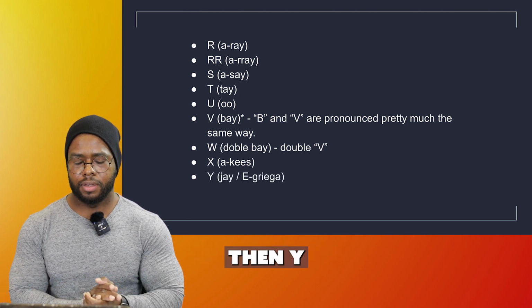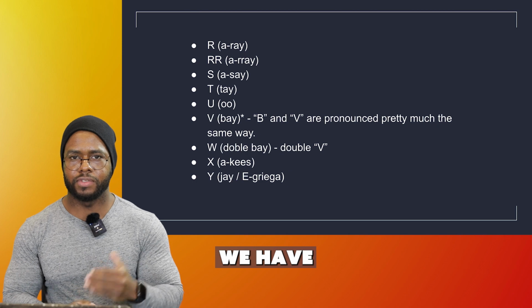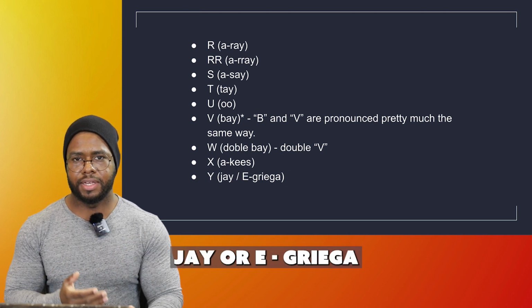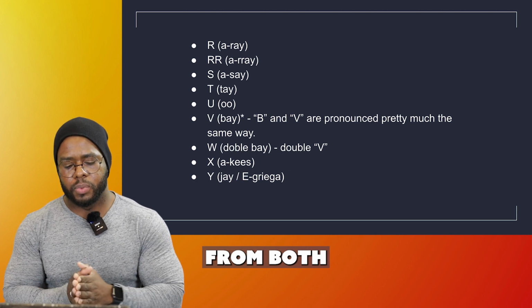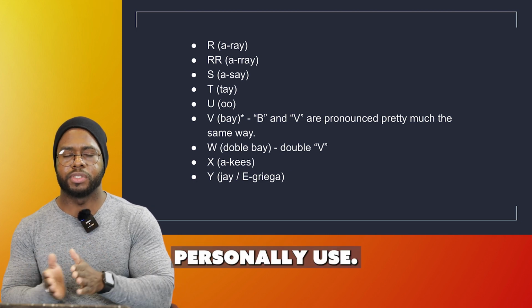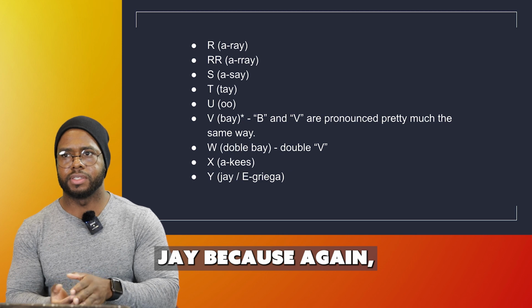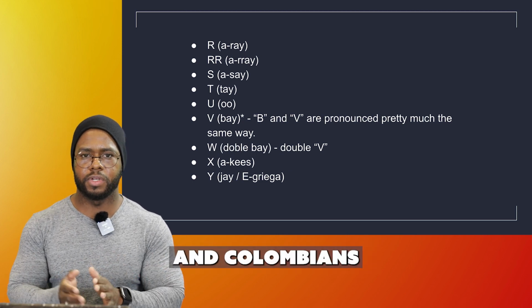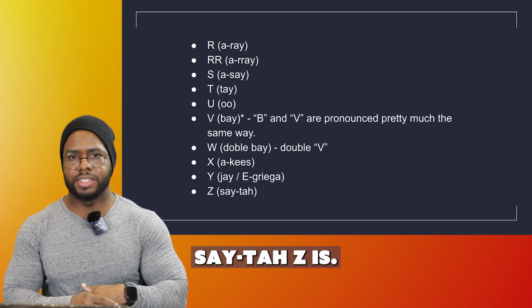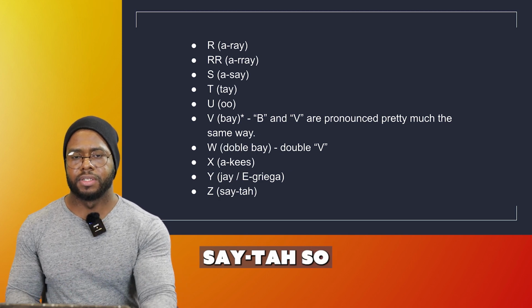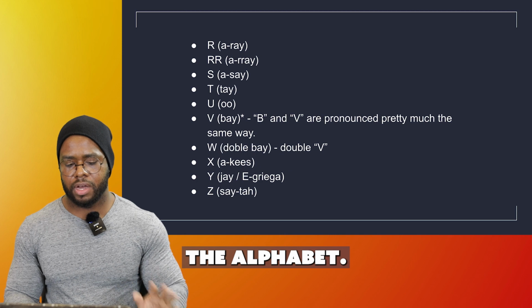Then Y, we have two options. We have J or Y. It depends on which part of the world you're from. Both will be understood, but I personally use J because, again, that's what Venezuelans and Colombians mostly use. And then we have Zeta. Z is Zeta. So that's the alphabet.